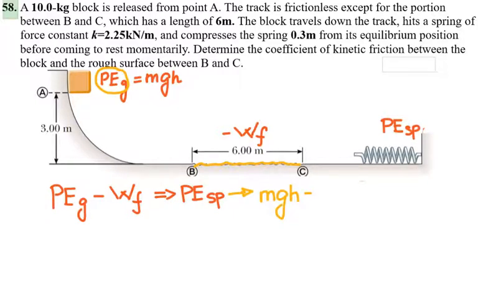So when the block is on the surface, the forces that are acting on the block are mg and the normal force. And here, there is also going to be the friction force. So your normal force is going to be equal to mg. So minus the work done by the friction. So it's the friction force, which is mu mg, times the distance. And the distance, I'm just going to call it d, distance between B and C.